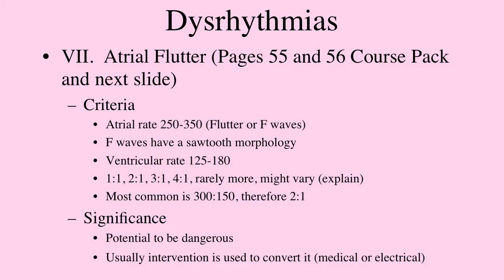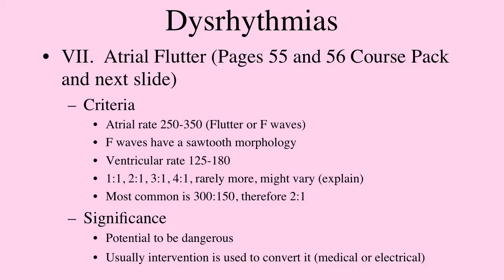You can also see on page 55 that you have examples of 1 to 1, 2 to 1, 3 to 1, 4 to 1, and sometimes more conduction, meaning that, for example, in the top one, you have 4 flutter waves to every QRS complex. So that's a 4 to 1. It almost looks like 3, but if you count the downstrokes, 1, 2, 3, 4, that'll give you the 4 to 1. It often looks like 1 less than it really is. But that's a 4 to 1 atrial flutter.